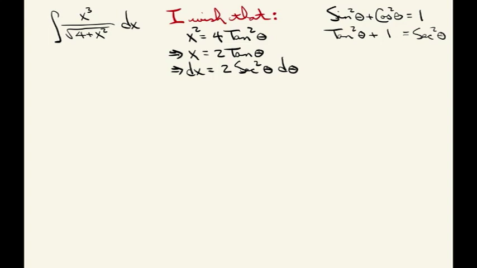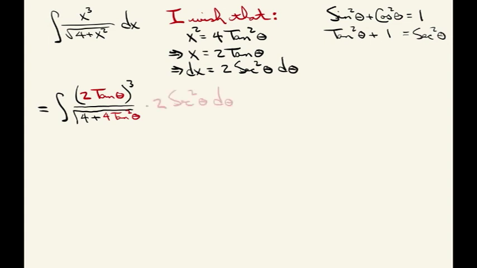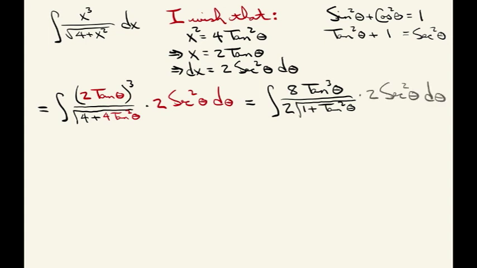Incorporating our wish and these 2 consequences into our integral yields the quantity 2 tan theta cubed divided by the square root of 4 plus 4 tan squared theta, times 2 secant squared theta d theta. Well, 2 tan theta quantity cubed is equal to 8 tan cubed theta. And factoring 4 out of both terms in the denominator and then bringing the 4 outside the radical as a 2 yields 2 times the square root of 1 plus tan squared theta. All of this is being multiplied by 2 secant squared theta d theta.